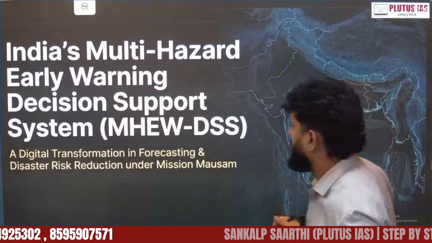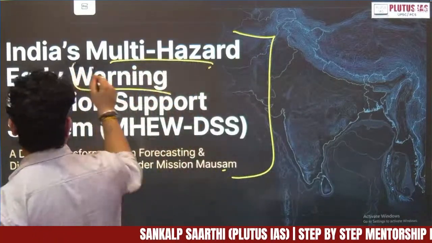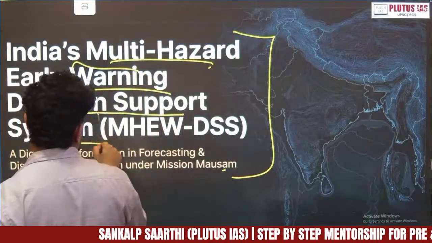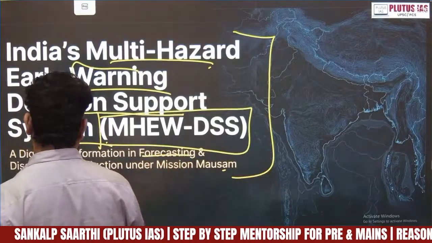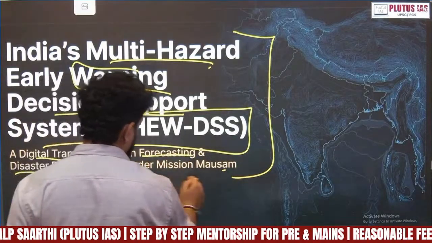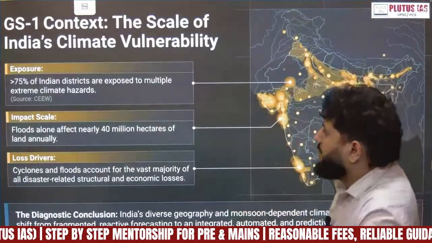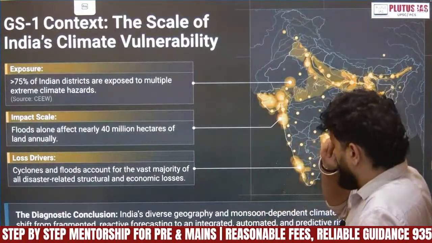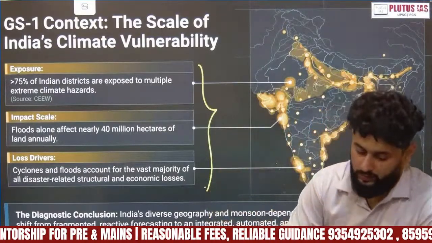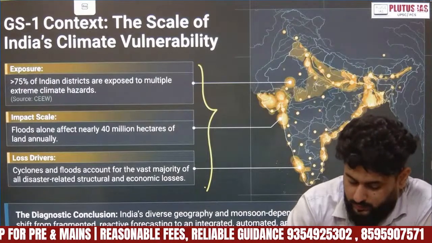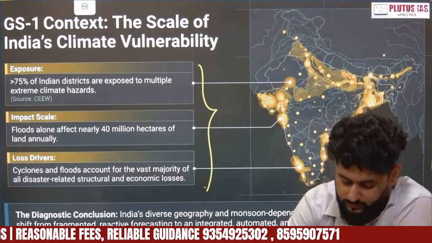So now we have a new topic, that is what? India's Multi-Hazard Early Warning Decision Support System, that is MHEWDSS, a digital transformation in forecasting and disaster risk reduction under Mission Mausam. ठीक है, so it is the scale of India's climate vulnerabilities. First of all, we have to see कि इंडिया की कौन कौन सी क्लाइमेटिकल प्रॉब्लम्स हैं जो हमें समझना चाहिए.